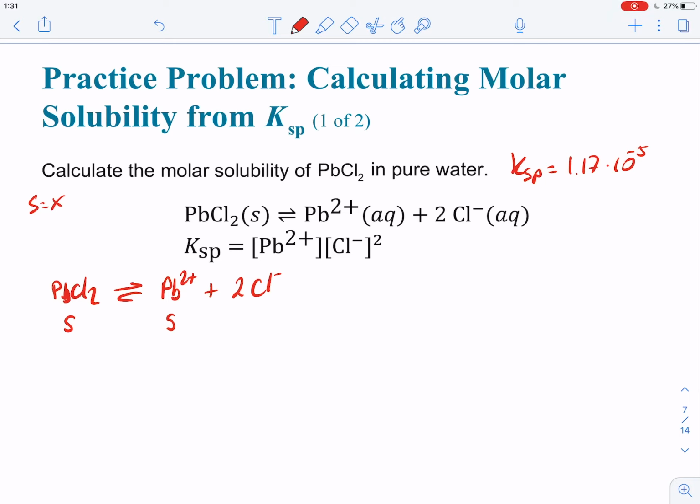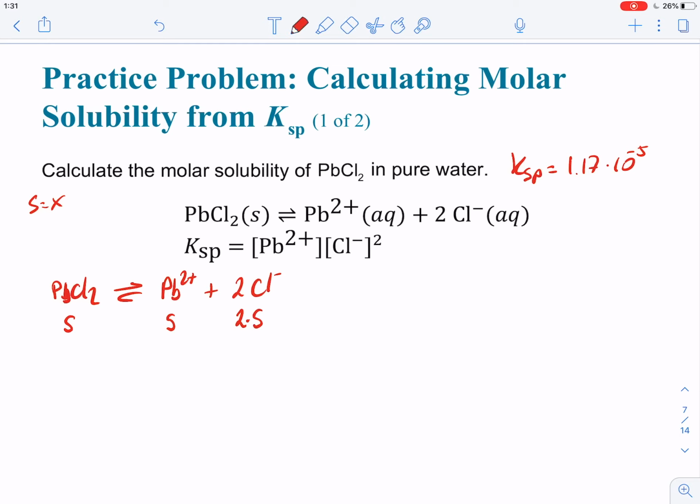Okay? Now for chloride, the story is a little bit different because you will have twice as many chlorides as you have lead ions. Okay? So this is going to be 2 times the solubility. Okay? So let's say if you dissolve 1 mole of lead chloride, you will have 1 mole of lead ions, and you will have 2 moles of chlorides in solution. That's pretty much what we are saying here. But we don't know what the value of S is yet. Okay?